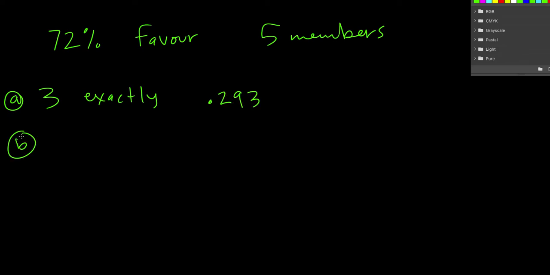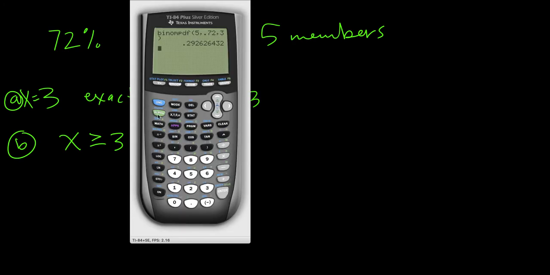Okay. Part B says at least 3 members are in favor of the changed conditions. So now it's x is greater than or equal to 3 instead of saying x is equal to 3 like before. Okay, so if we want to do something like that, we have to use the other function that you may have noticed. So we're going to go second, catalog. We're going to go down to CDF. So this is, I believe, cumulative distribution function.